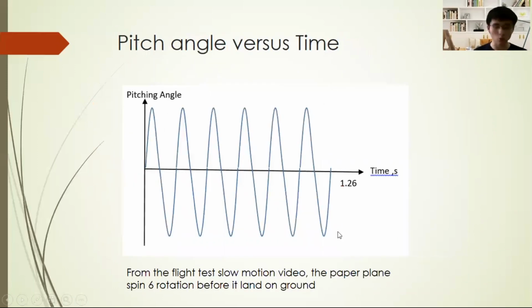And I did a pitch angle versus time graph, which shows that after I recorded the video, I made a slow motion video. I could clearly see my paper plane spin 6 rotations before it landed on the ground. So this is a graph of the pitch angle of my paper plane.